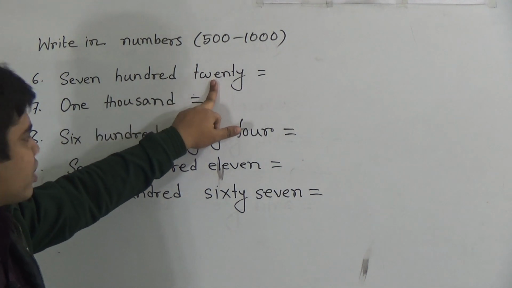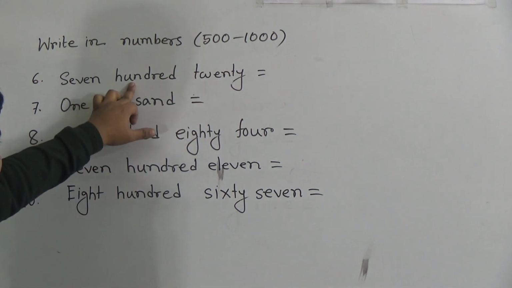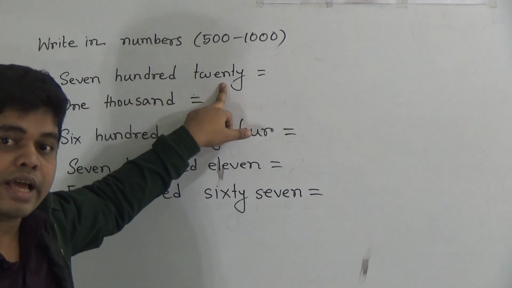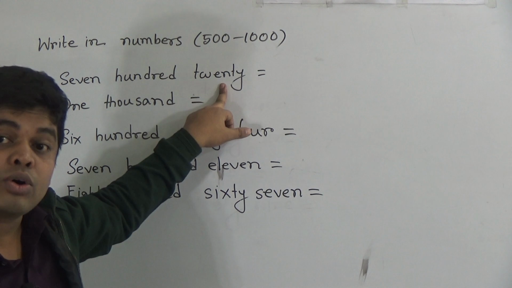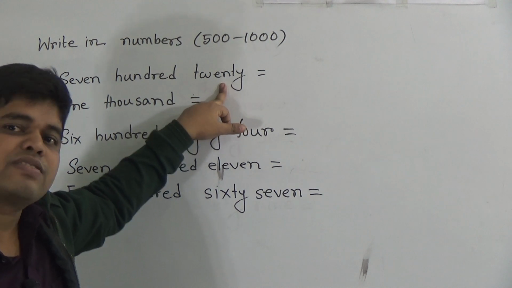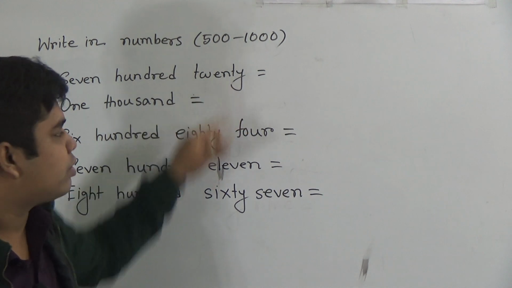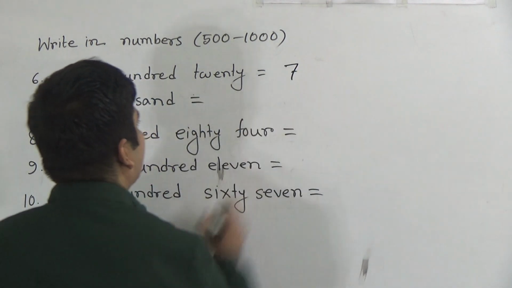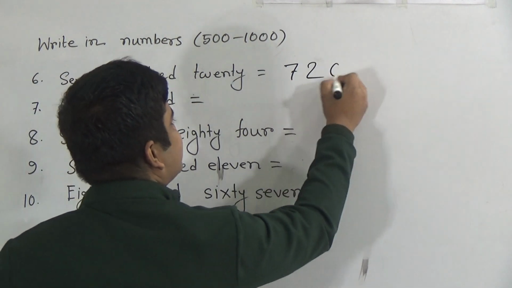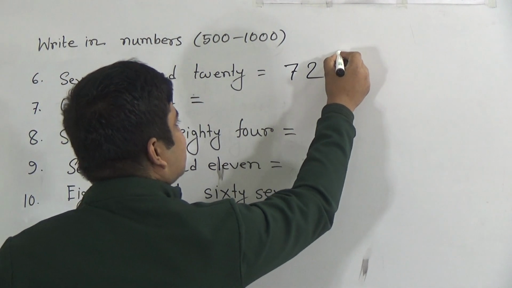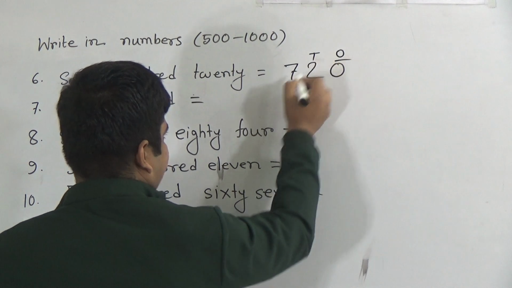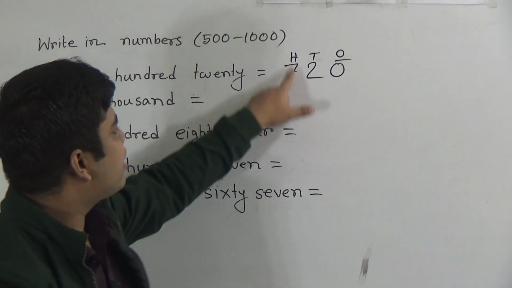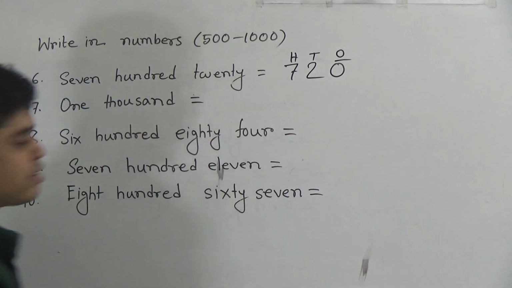Okay, so notice 720. 700 means it has a hundreds place. 20 means it has a tens place but no ones place. For this reason the ones place will be 0. So write 700, that means 7 first, then 20, so 2 and 0. 0 is in the ones place, 2 is in the tens place, and 7 is in the hundreds place. So now take 720. This one is correct, I think.